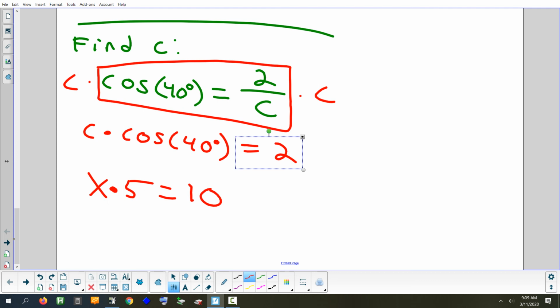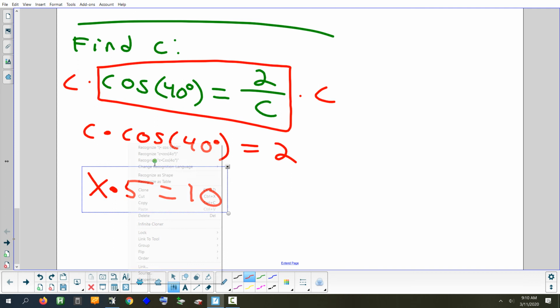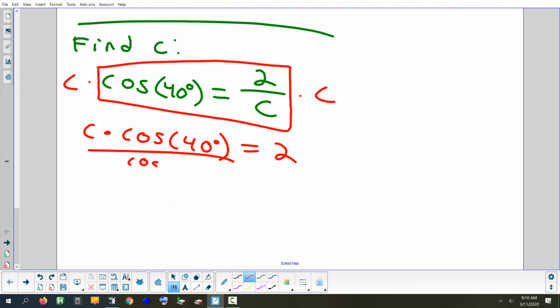Henry? You divide by cosine of 40. You're dividing by the number that's right next to your variable. So if you divide by that number, you're going to divide by whatever that number is, cosine 40. So divide by cosine 40. Divide by cosine 40. That's gone.